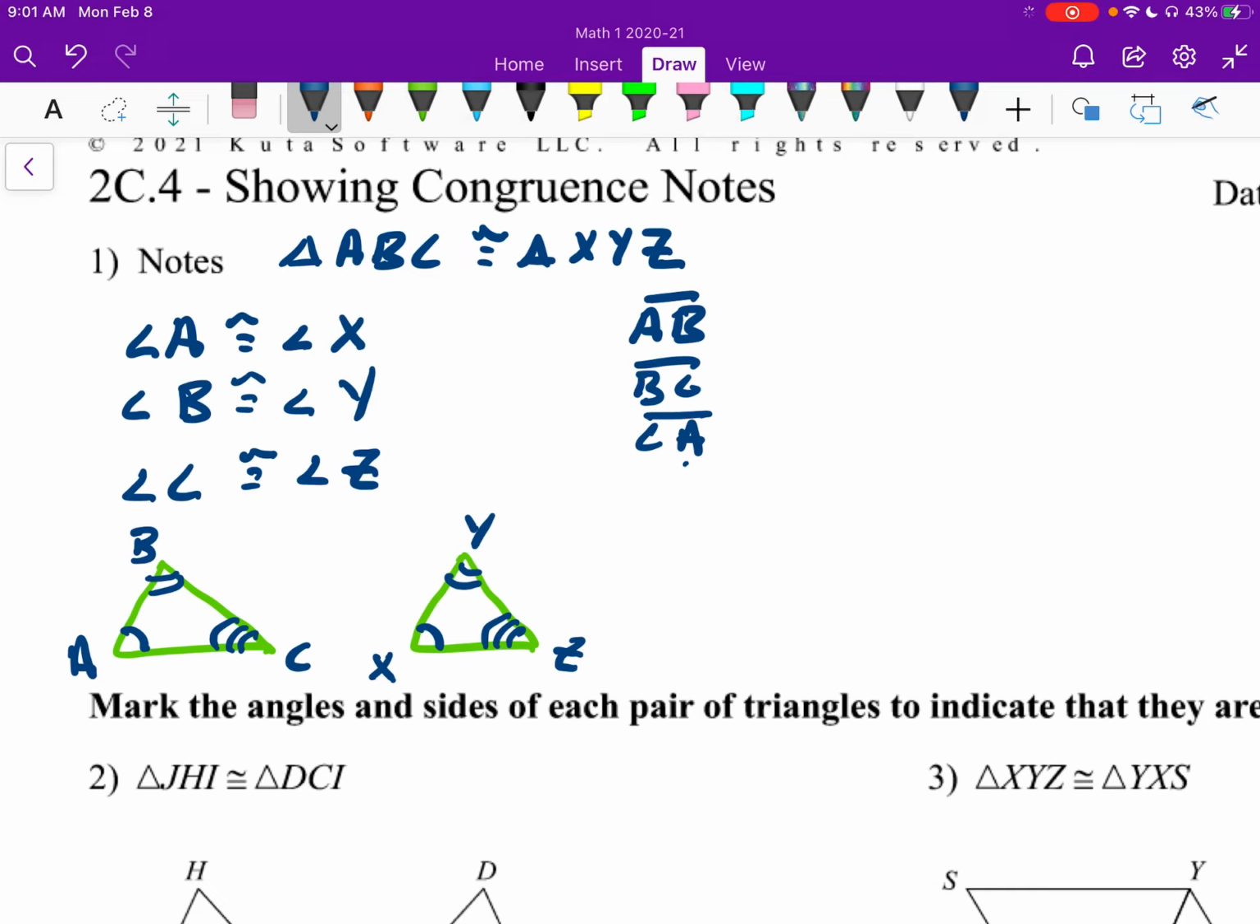Now I'm going to be able to say the same thing about the second triangle here. So AB is congruent to the first and the second, which is XY. BC is the second two, so this will be YZ. And then CA is the last, then the first, so I'm going to do ZX.